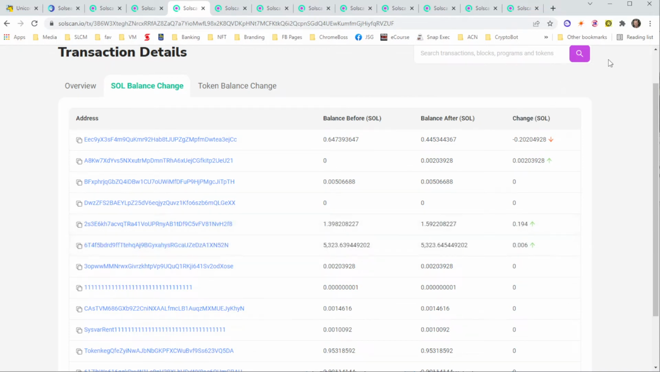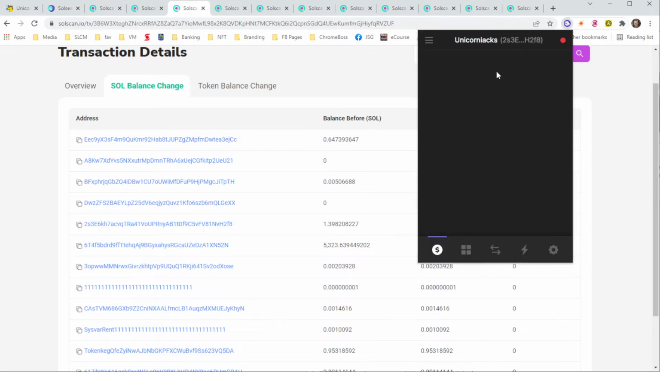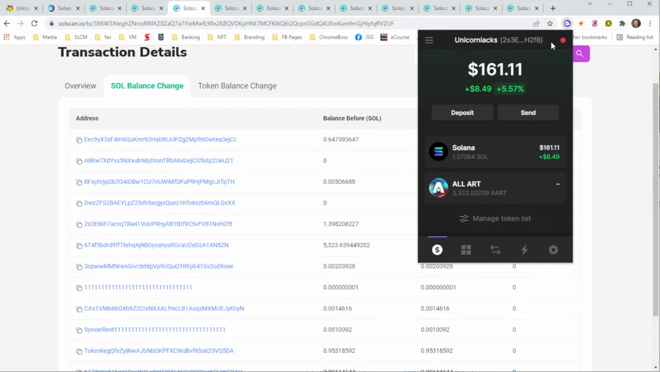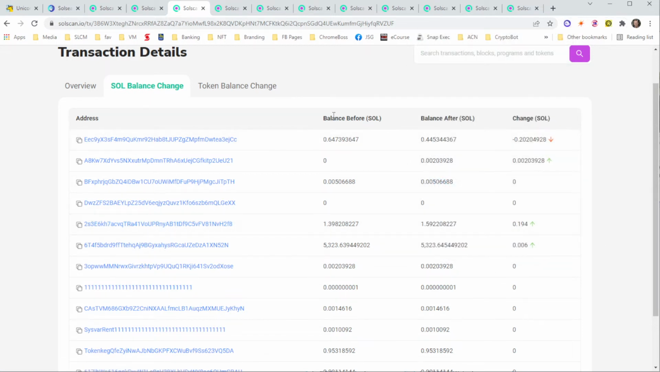And when you look at your wallet, you can see up top here that this wallet is 2S3E blah blah something, right? So 2S3E is this one right here. This is my wallet, and you can see that it says balance before was whatever that was before, balance after is the new balance, and it says right here that I increased my balance by 0.194, and that this other wallet here increased by 0.06.